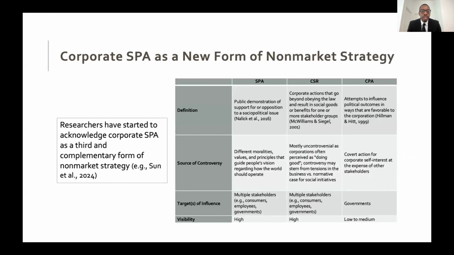It's interesting that some researchers have seen this as a new form of non-market strategy. Interestingly, Sun and others in the JMS introductory piece see it as very complementary to CSR and corporate political activity, particularly when it comes to the distinction between CSR and SPA. It's really a question of what is the controversy. A lot of folks see CSR as less controversial, whereas with SPA, you're very much taking a stance. You're very much dividing your stakeholders, be it your consumers or your employees, given individuals' differences in moralities and values. And so we're really building upon this.